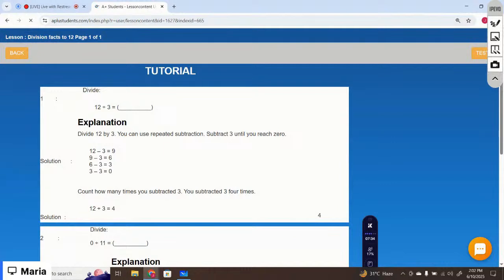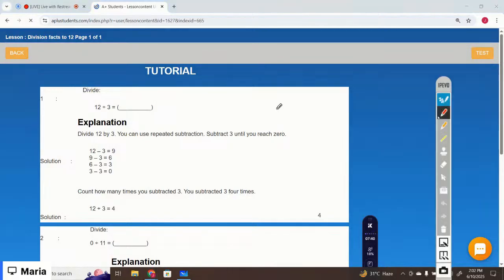Divided by 3. So basically, multiplication and division are opposite to each other, right? In the same way, 3 times 2 is 6. When you divide 6 by 2, or divide 6 by 3, the answer is 3. So they are opposite to each other.